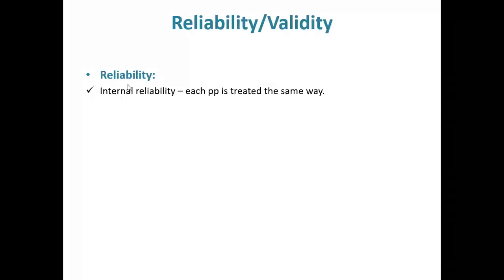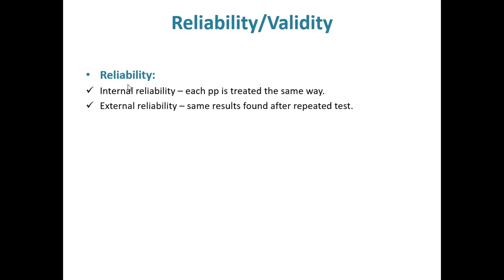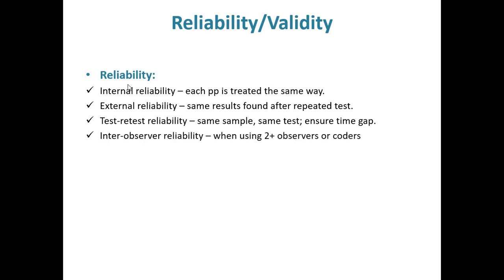When we look at an experiment, we also look at reliability and validity. Reliability is about consistency. So we've got internal reliability, making sure that each participant is treated the same way. External reliability, making sure that every test can be repeated and you get the same results after each test. Test retest is a way to check reliability, where you use the same people and do the same test and see if you get the same results.